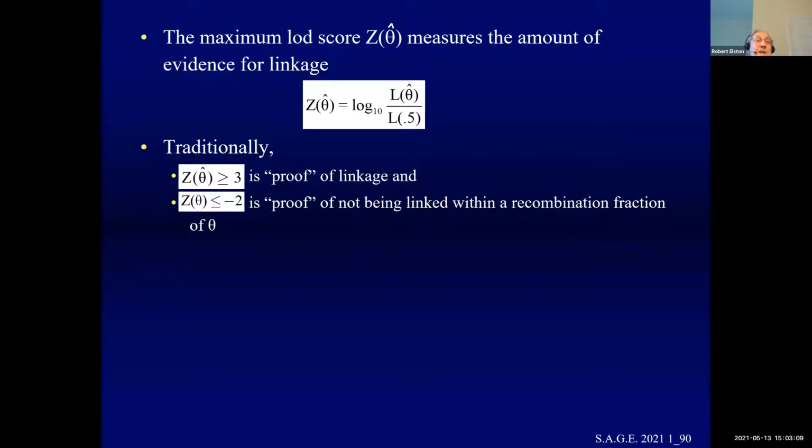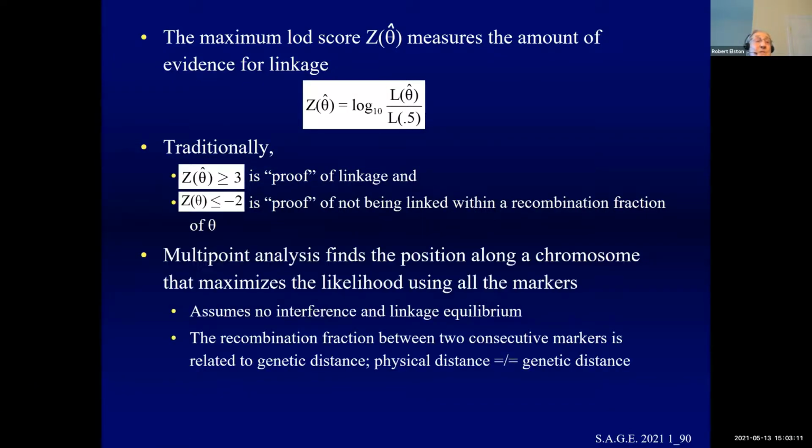Now, multi-point analysis finds the position along a chromosome that maximizes the likelihood using all the markers, as opposed to single point. We use the word single point, which says there's only one marker, which years and years ago people called two-point because there were two loci involved, one for the disease and one marker. We use single point there as opposed to multi-point, where we're looking at a span along the chromosome of many markers.